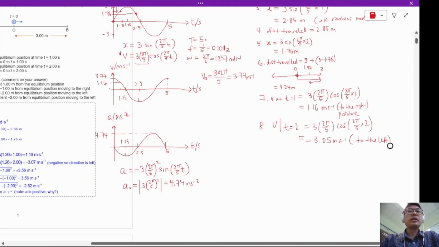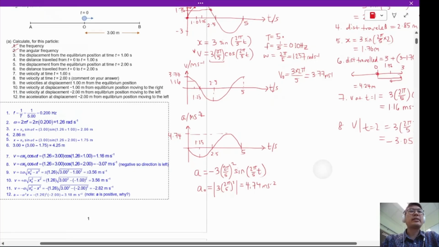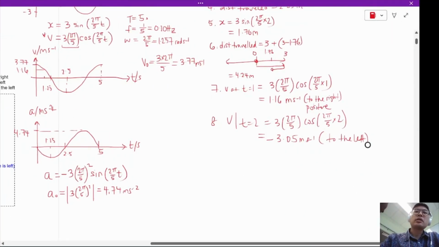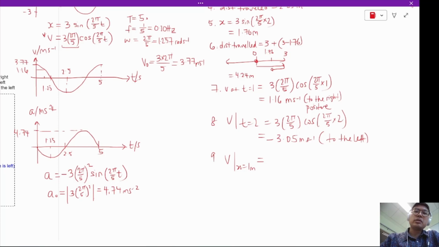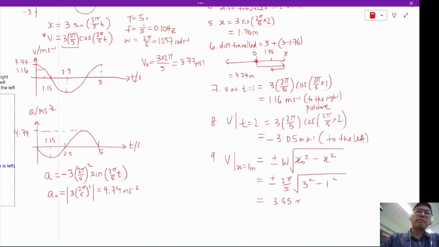Okay, now let's take a look at question 9. What is the velocity at displacement 1 meter from the equilibrium position? So now, what is the velocity when the displacement is equal to 1 meter? Now we'll use this equation: plus minus omega times the square root of x naught squared minus x squared. So this would be plus minus 2 pi divided by 5 multiplied by the square root of 3 squared minus 1 squared. So the number is 3.55 meters per second.